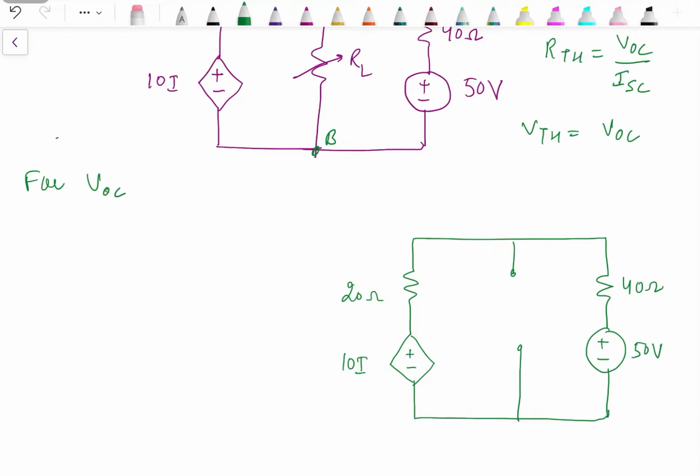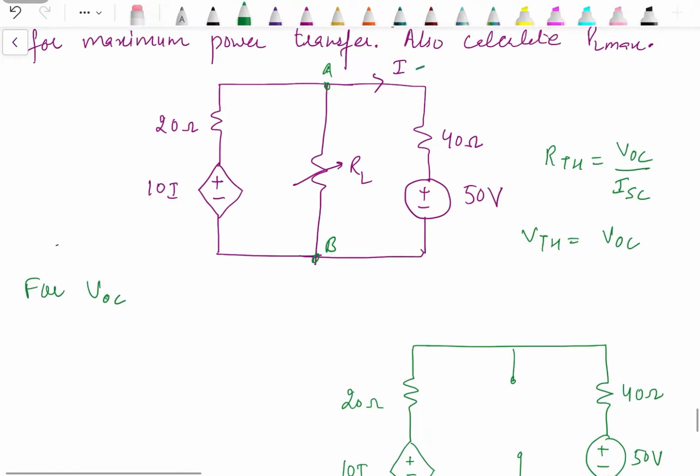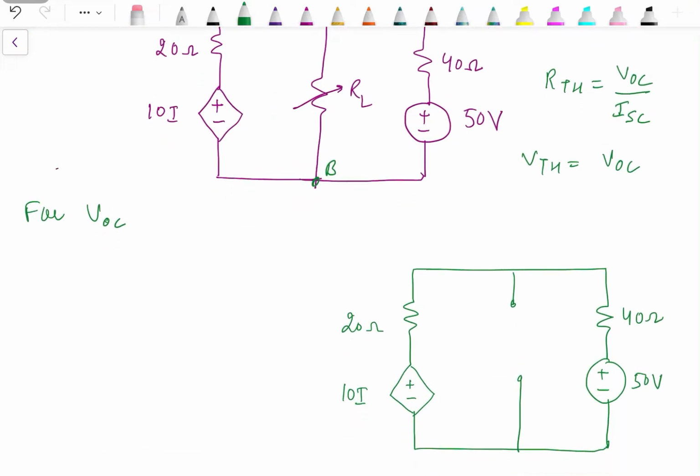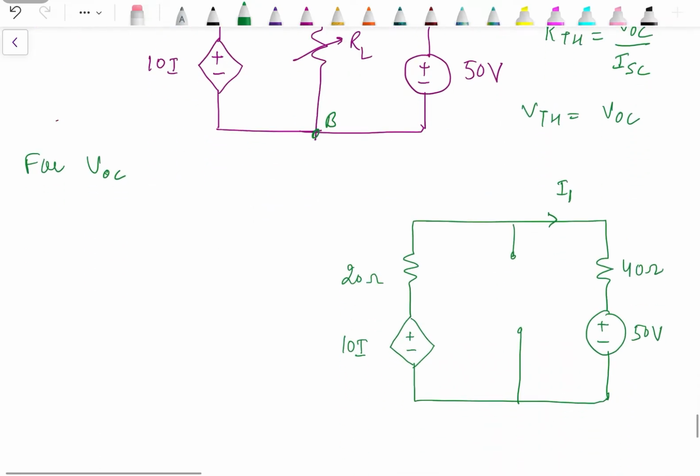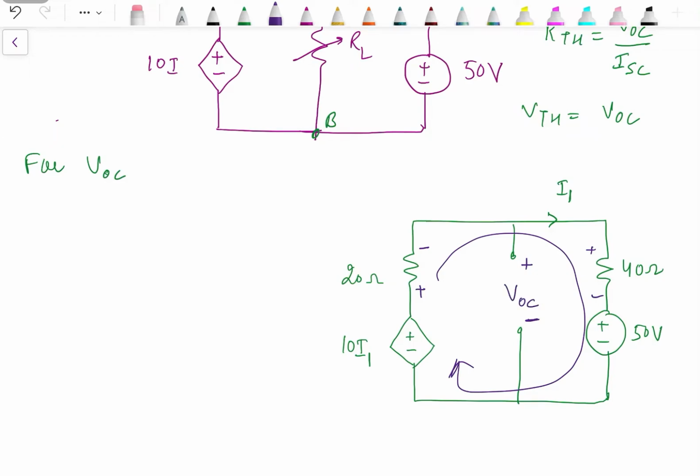Now since the circuit is different from the circuit which is already present over here, we will calculate the value of current in the circuit by replacing this current I by I1, because it's not the same as I. So that will be reflected over here as I1. Now the current flowing in this closed path is actually I1. Let's mark the voltage drop polarities. And we can assign the voltage over here as VOC like this. I have considered terminal A as positive and B as negative.